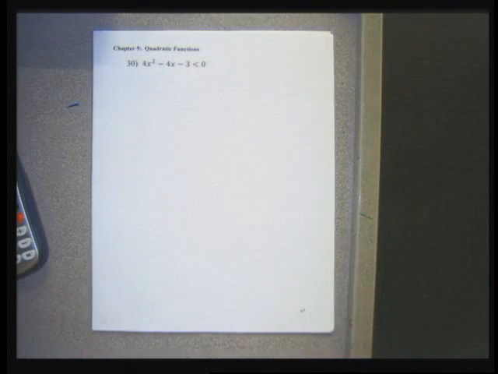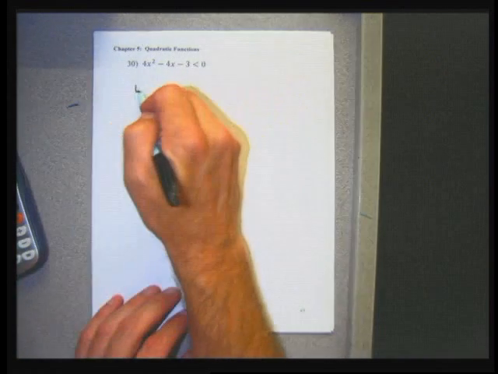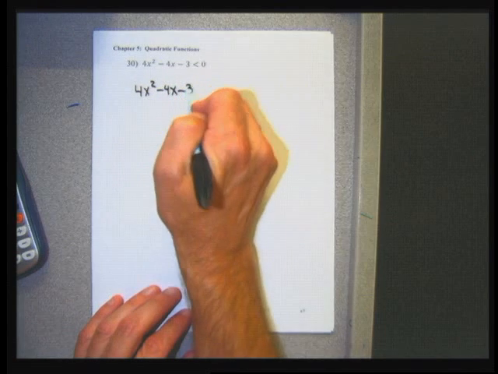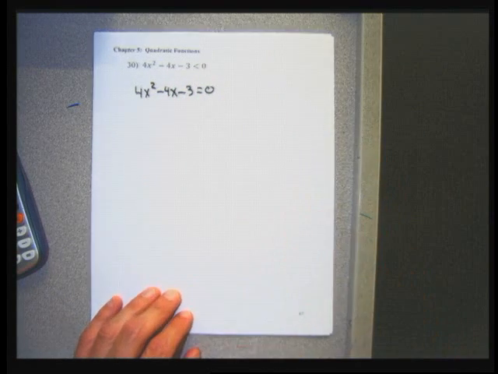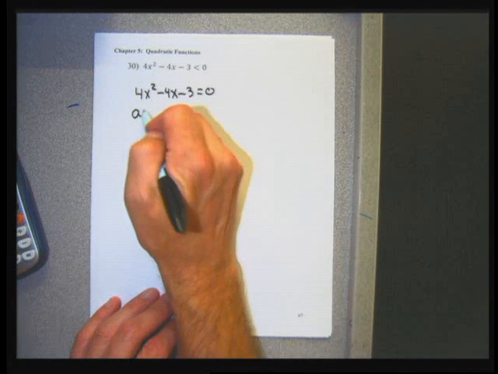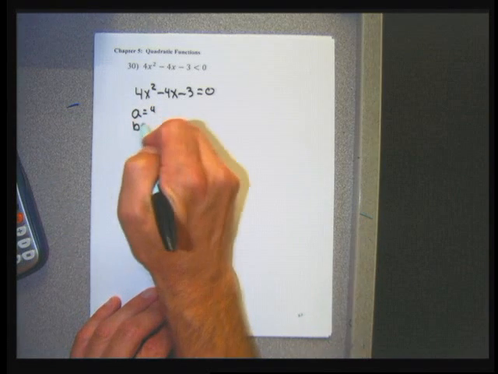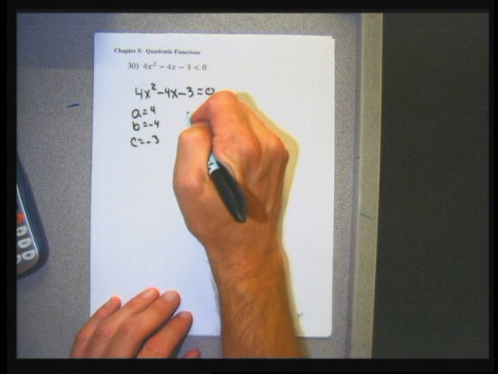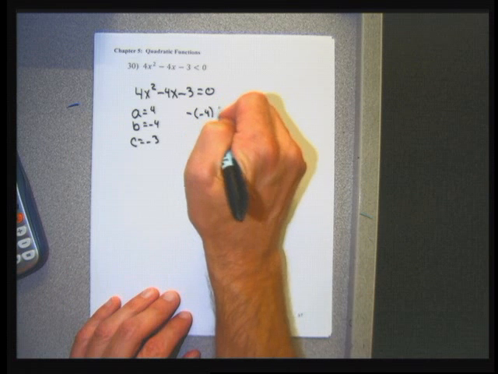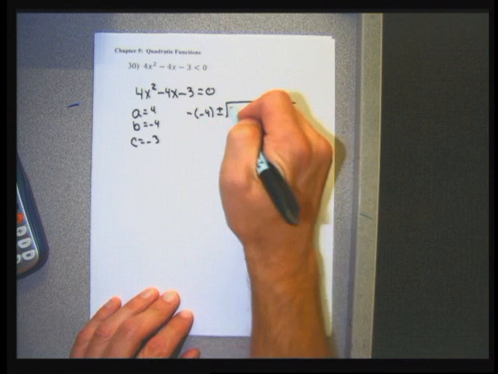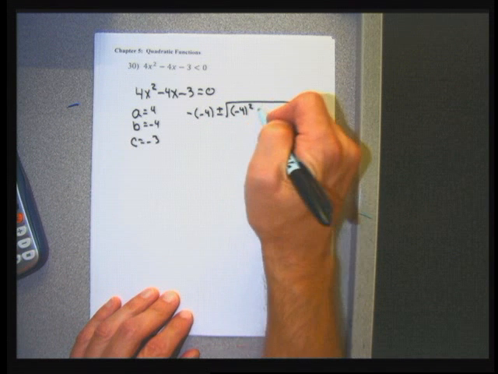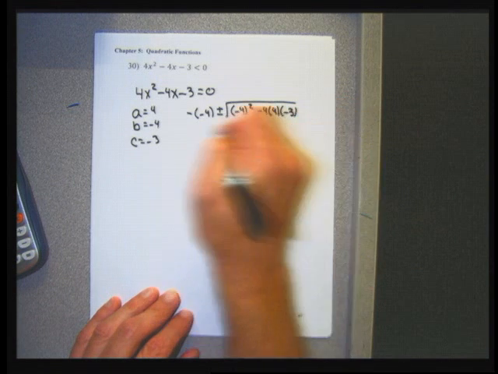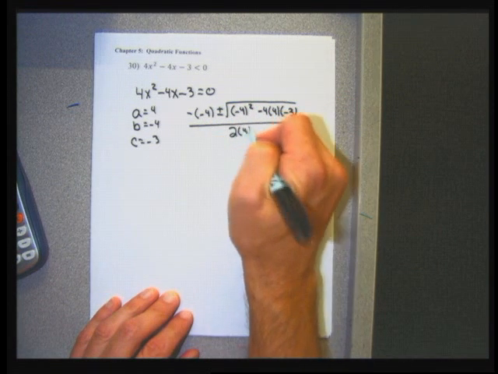Ooh, 30. I don't want to factor this. I'm going to bust out the quadratic formula. So I need to solve 4x squared minus 4x minus 3 equals 0. Could factor that with bottoms up, but I'm just going to go a equal to 4, b equal to negative 4, c equal to negative 3, and get negative negative 4 plus or minus the square root of negative 4 squared minus 4 times 4 times negative 3 all over 2a, which is 2 times 4.